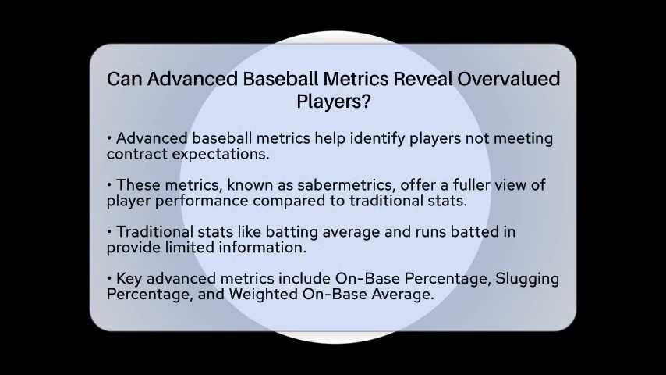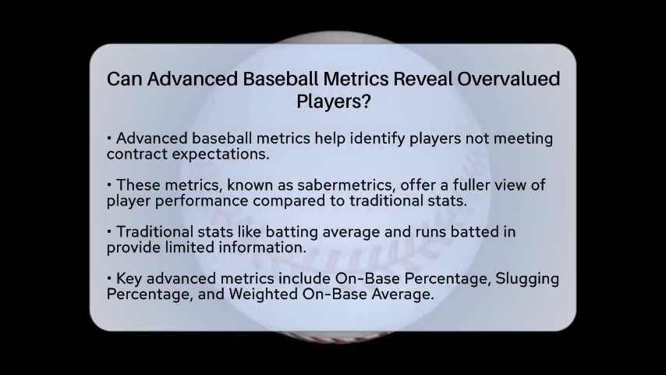Advanced metrics, often referred to as Sabermetrics, provide a more complete picture of player performance than traditional statistics. Traditional stats like batting average or runs batted in do not tell the whole story. Advanced metrics such as on-base percentage, slugging percentage, and weighted on-base average offer a better understanding of a player's offensive contributions. These metrics account for how often a player gets on base and the quality of their hits.